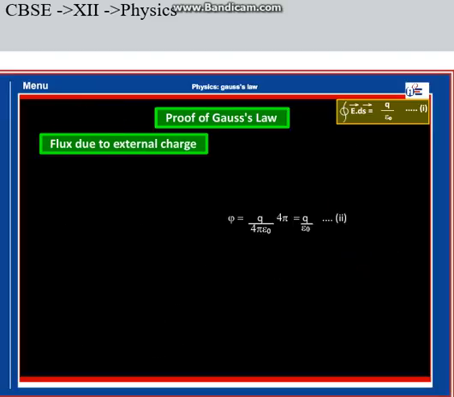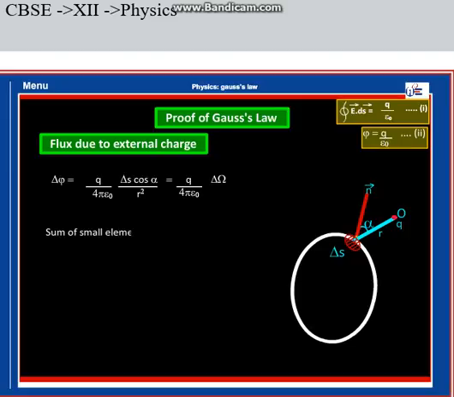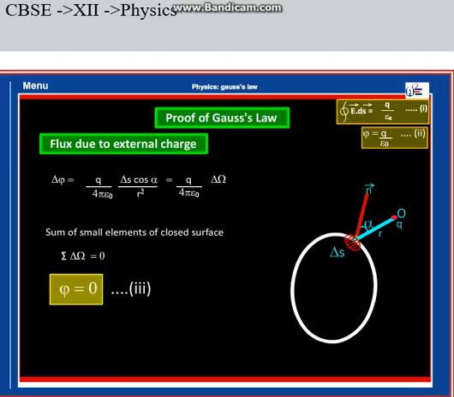Flux due to an external charge. Now suppose a charge Q is placed at a point O outside the closed surface. The flux of the electric field due to Q through the small area del S is given by del phi, which is equal to Q upon 4 pi epsilon naught into del S cos alpha upon R square, which is equal to Q upon 4 pi epsilon naught into del omega. When we sum over all the small elements of the closed surface, we get summation of del omega equal to 0. So we get phi equal to 0. Let this be equation 3.